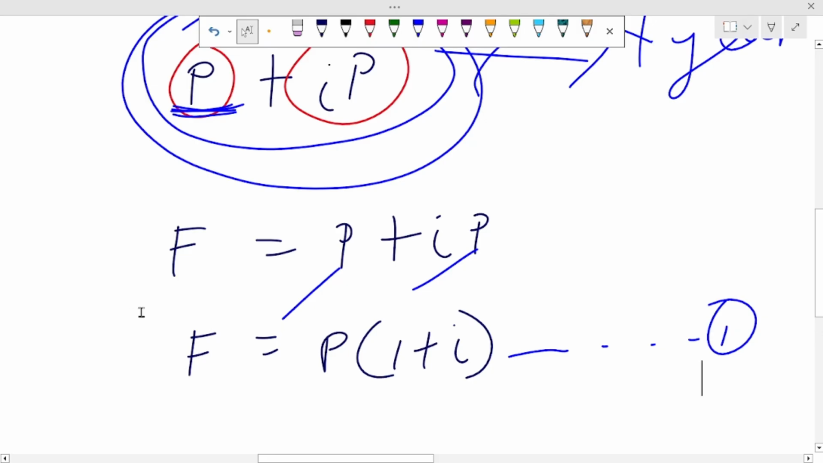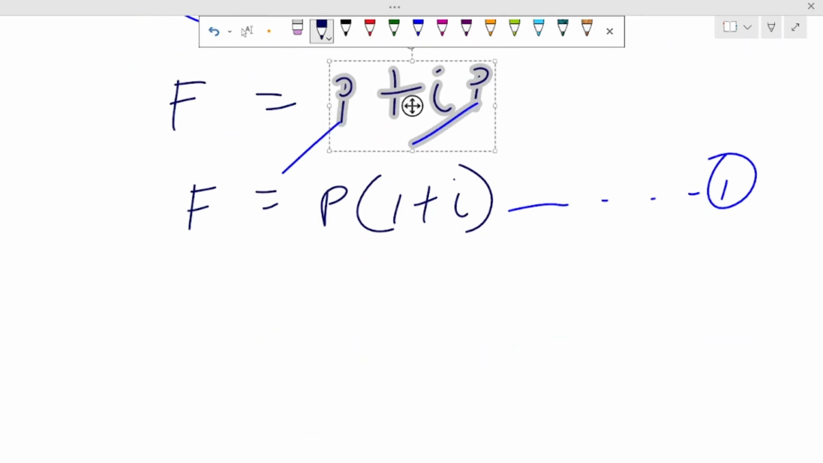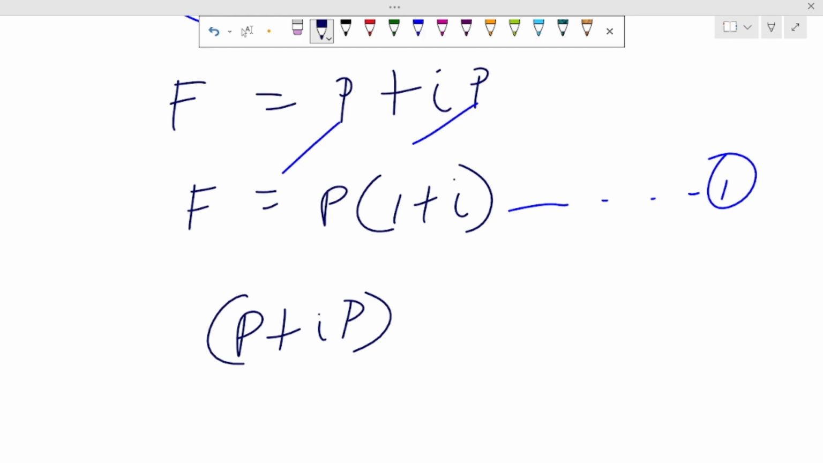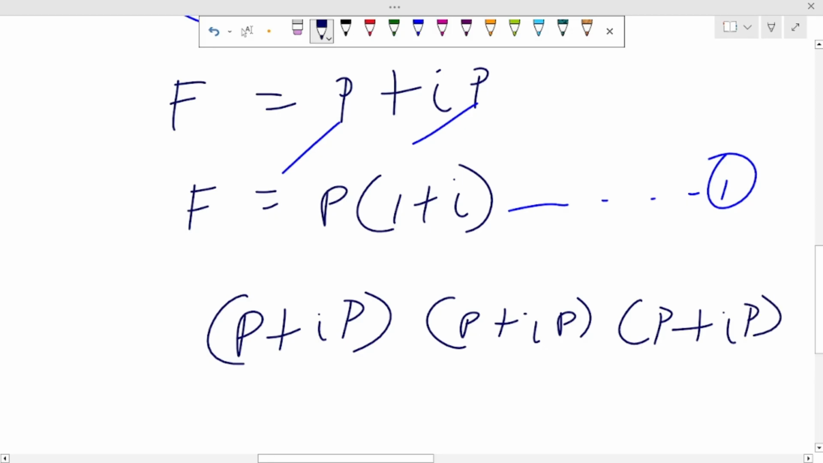Now, what if you have multiple years, like 2 years, 3 years, 4 years, and so on? Since this is for 1 year, guys, think of it. If we have another year, we are going to have it like this again. This is another year, and this is another year. Let me just stop at 3 years for now. So if you have 3 years, this is 1 year, another year, another year.